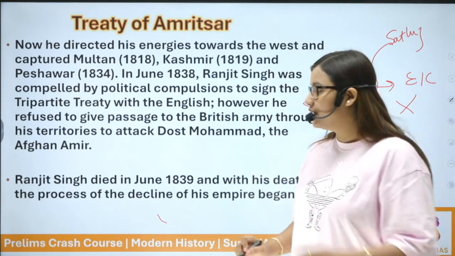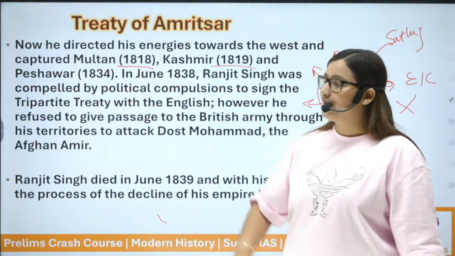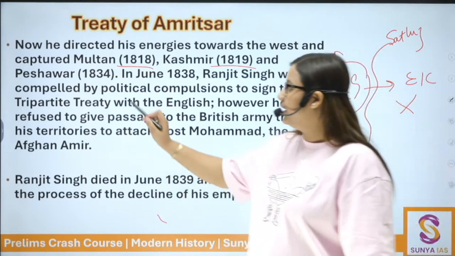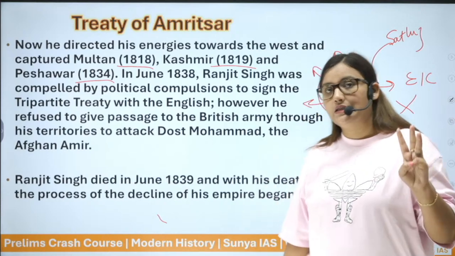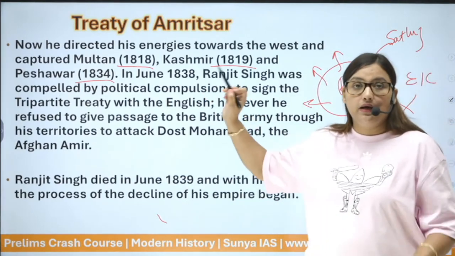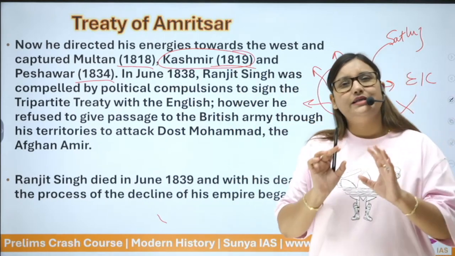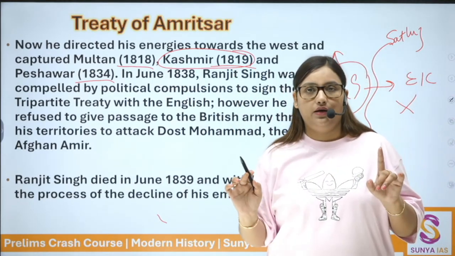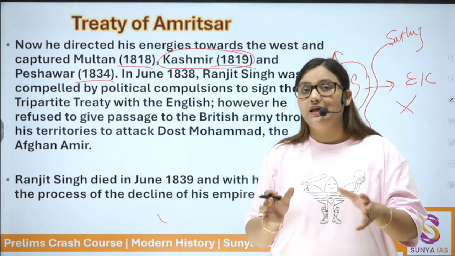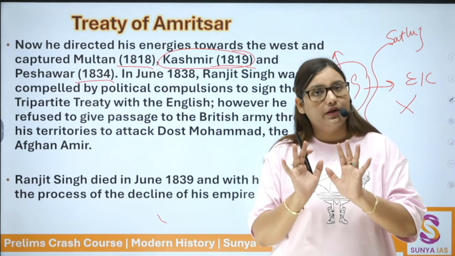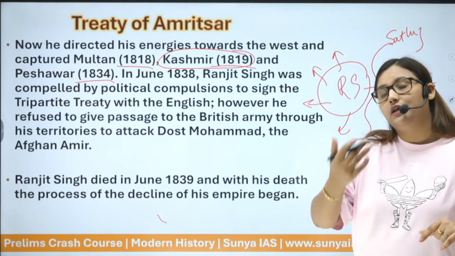So he captured Multan in 1818. Very important. He captured Kashmir in 1819. He captured Peshawar in 1834. So Multan, Kashmir, Peshawar, these areas were controlled by Ranjit Singh. Here, understand the story of Kashmir starts. Okay, very easy date to remember. 1819, 1819, right? Easy to remember. So Kashmir was captured by Ranjit Singh in 1819. Remember this. Now, what will happen in Kashmir? We will understand after the death of Ranjit Singh.